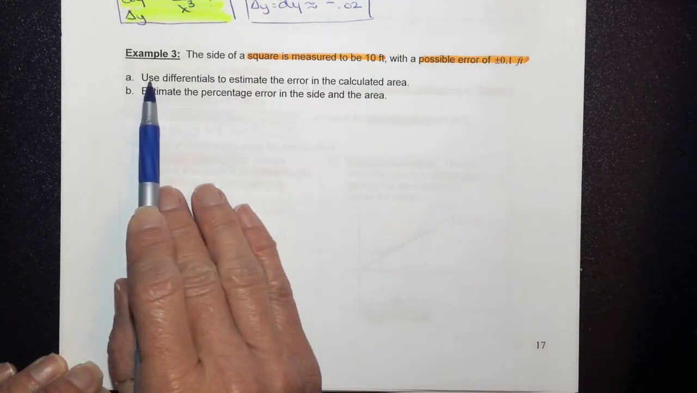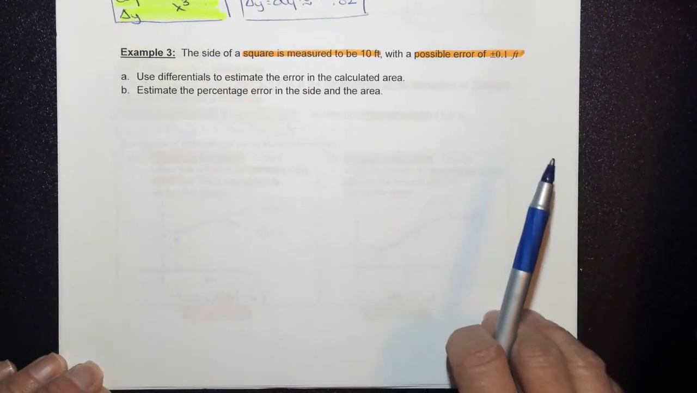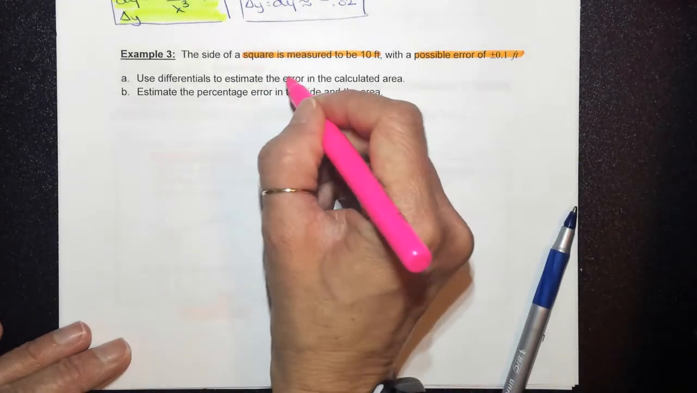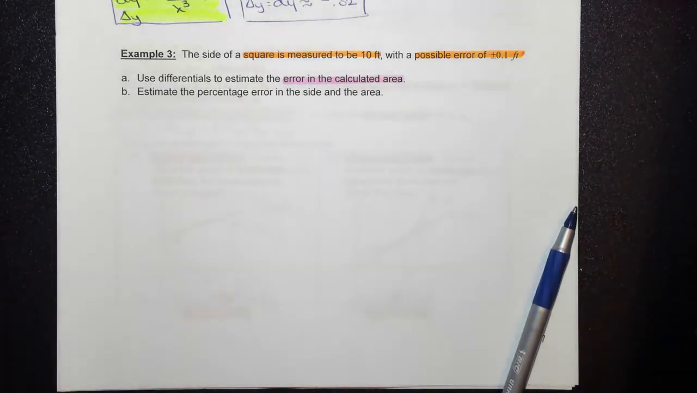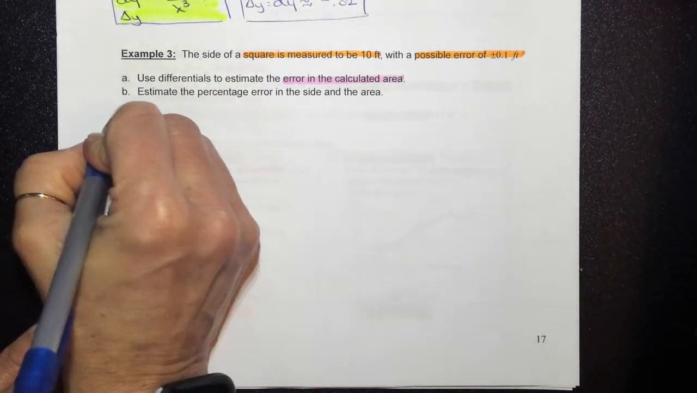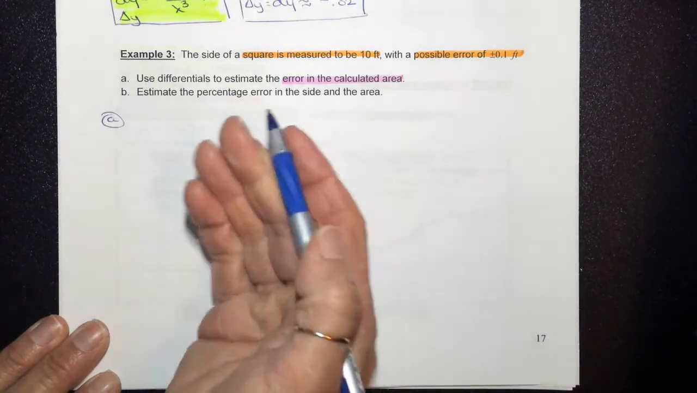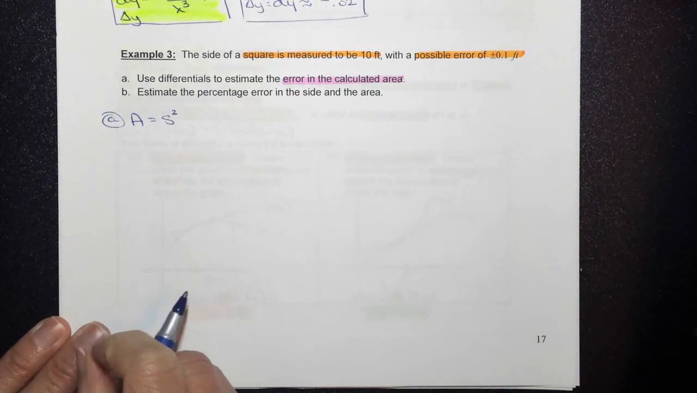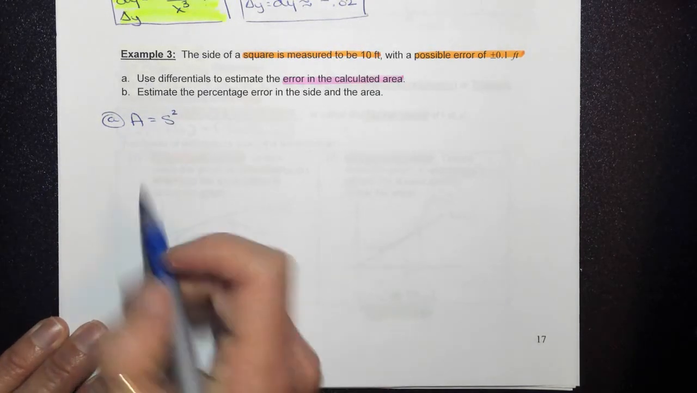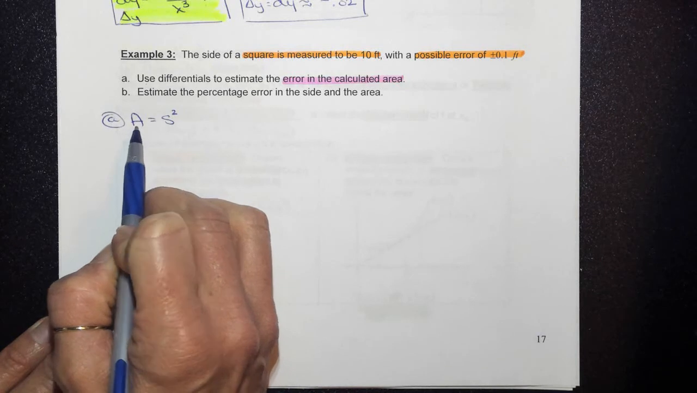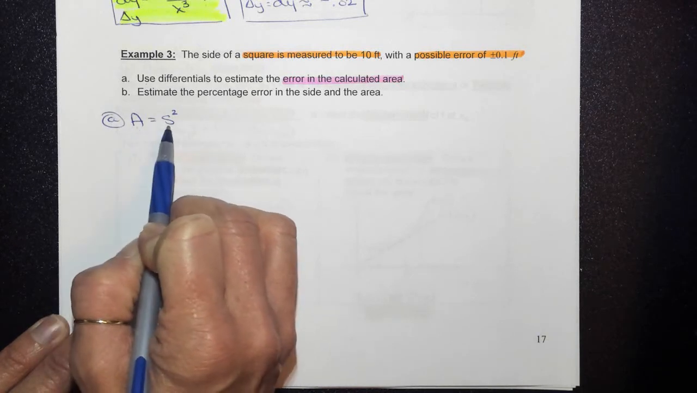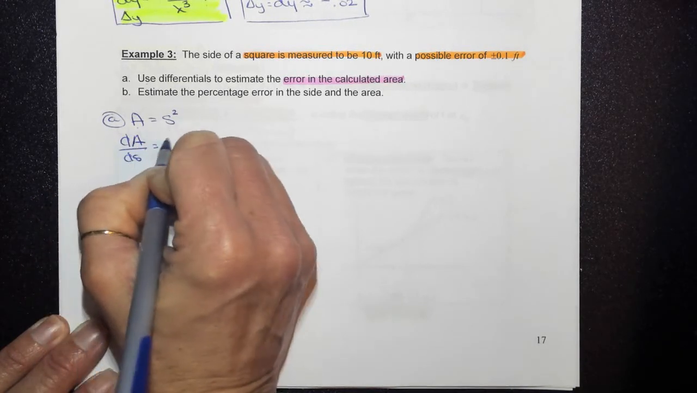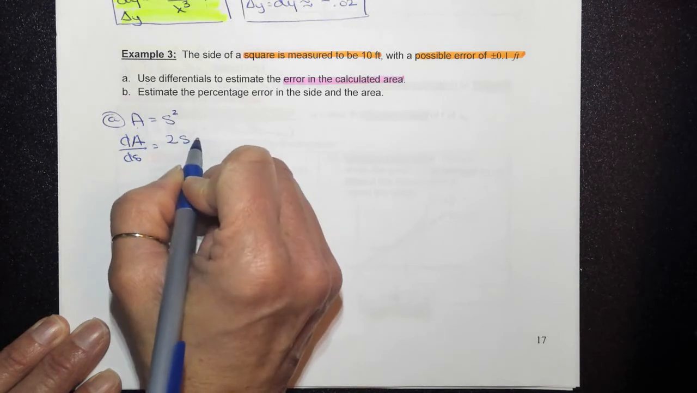So here the first part says use differentials to estimate the error in the calculated area. So the first thing I want to look at in part A is that I'm finding the area of a square. The area of a square is s squared. This is where implicit differentiation comes into play, because we take the derivative of the area in relation to the side. So dA/ds is equal to 2s.